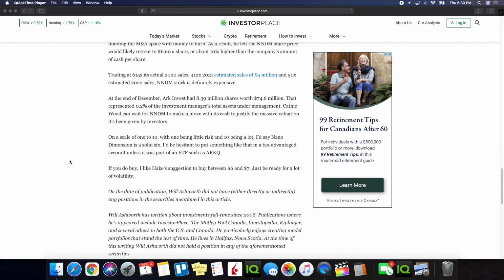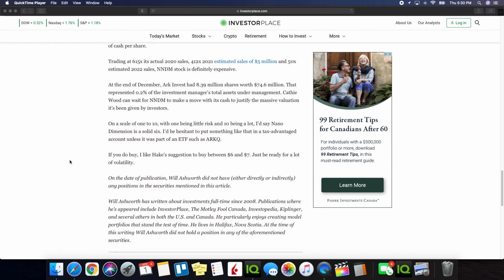On the date of publication, Will Ashworth did not have, either directly or indirectly, any positions in the securities mentioned in this article.